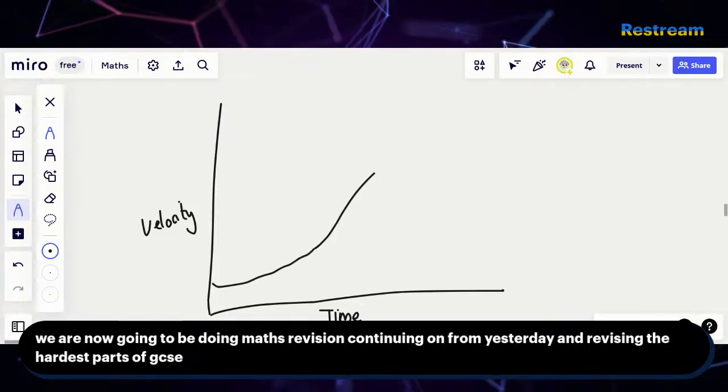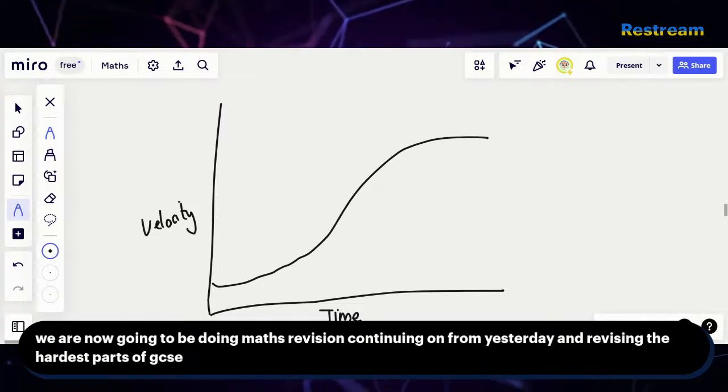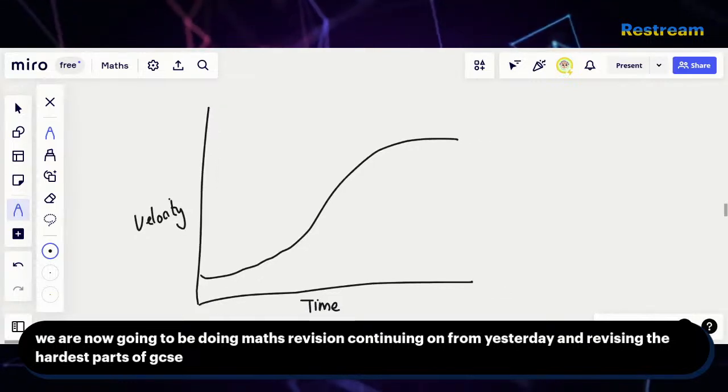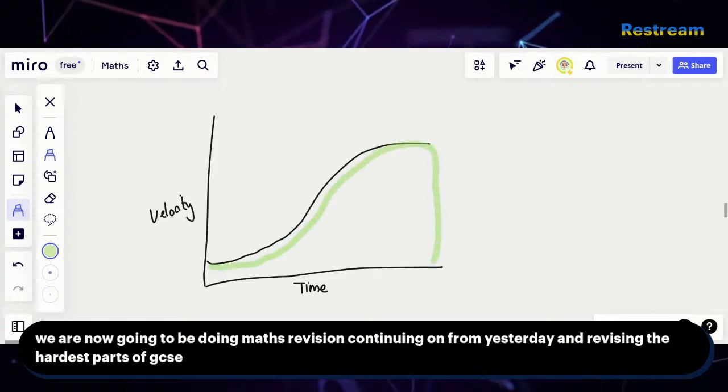Velocity time graphs tend to have curves like this, and what they will normally want you to do is find the distance travelled. Now, the distance travelled with the velocity time graph is actually the area underneath.